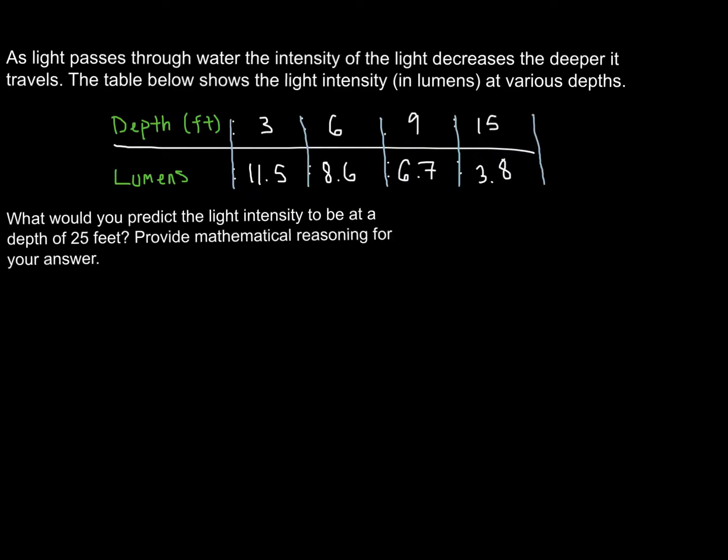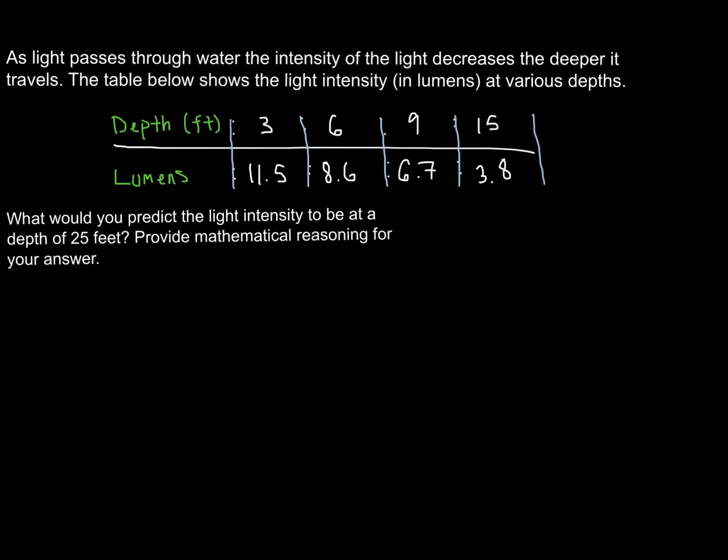Here's the problem that we were finishing up on Friday, and what you should do now is go back and rehash what you've gotten so far, and then continue it on and finish it out in order to answer, giving your prediction for the light intensity at a depth of 25 feet.